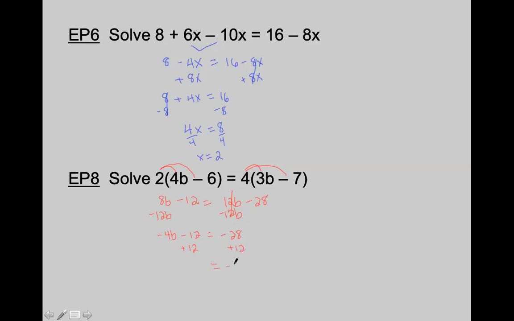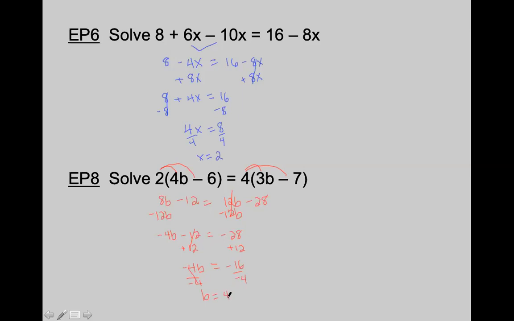Negative 28 plus 12 is a negative 16 on the right. I don't have any constant terms on the left anymore. I bring down my negative 4b. At this point, I have multiplication. To undo multiplication, I divide both sides by negative 4. And that's going to leave me with b is equal to a negative divided by a negative is a positive, and 16 divided by 4 is 4.